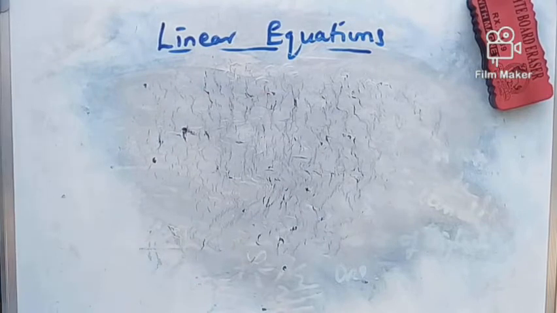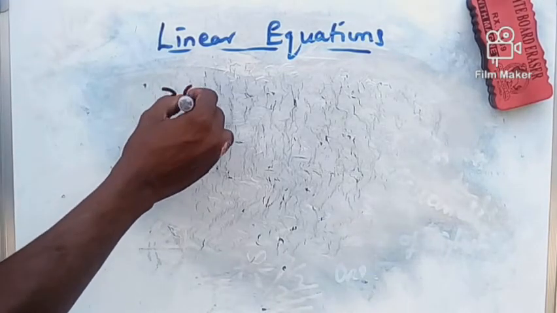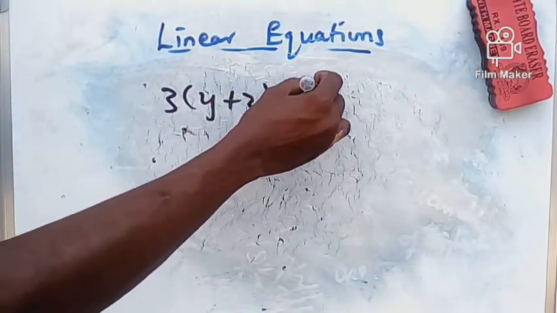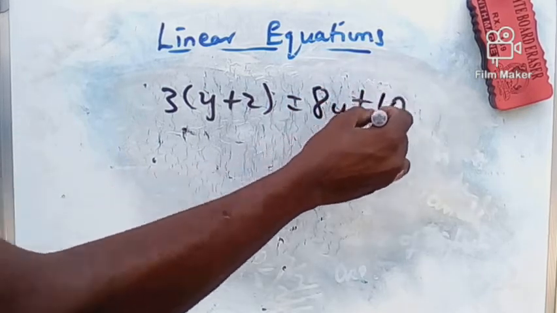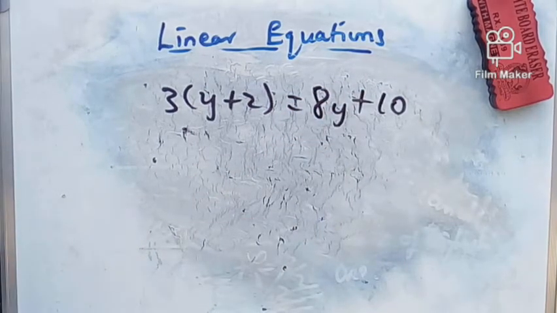Now let's look at problems involving brackets. So let's say we have 3 into y plus 2 equal to 8y plus 10. Anytime you come across a linear equation involving brackets, the first thing you need to do is to take away the bracket before you collect the like terms. You don't start off with collection of like terms. Once you spot a bracket in a linear equation, first step, remove the brackets and then collect the like terms and simplify. So first step we are going to do is to remove the brackets.